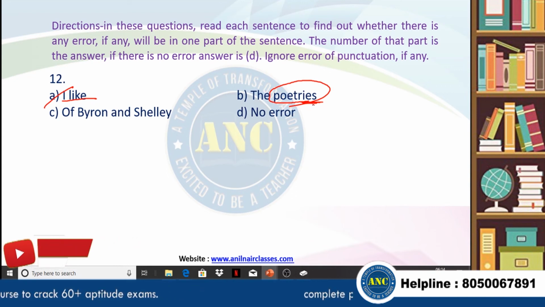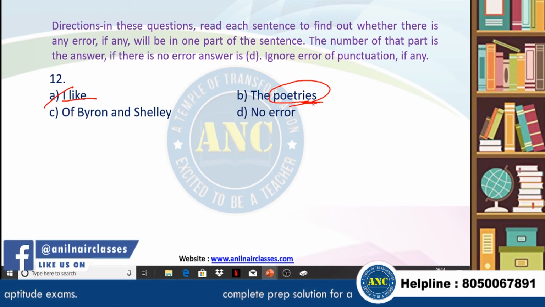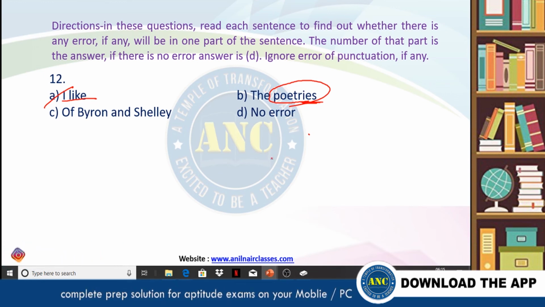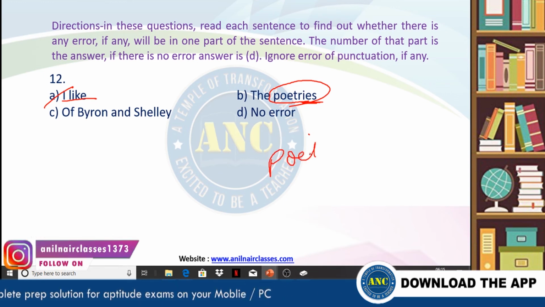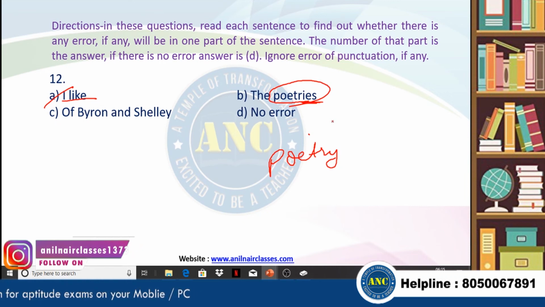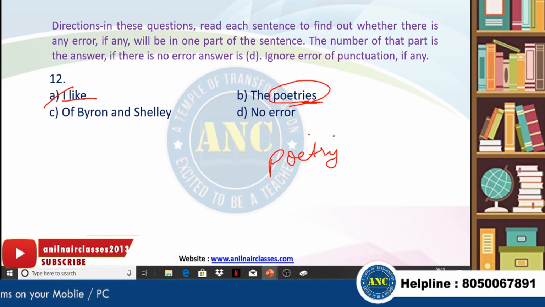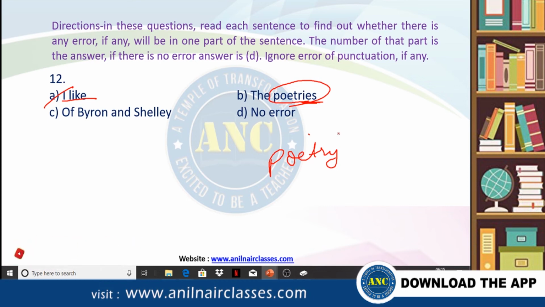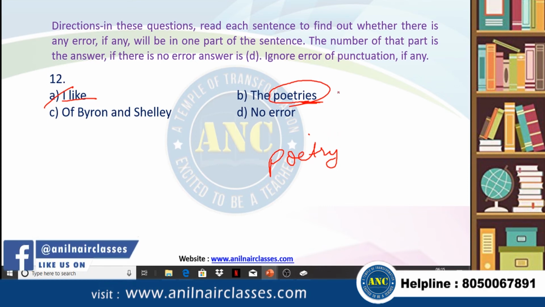Now, the poetries is what? I like the poetries. What do you mean by poetries? There is a word called poetry, and another one is poem. Here the singular and plural form meanings will be changing. There is nothing called poetries. Poetry doesn't have a plural form. You have poem and poems.